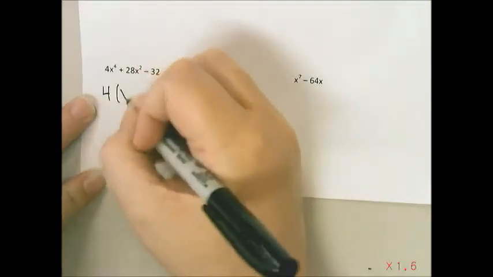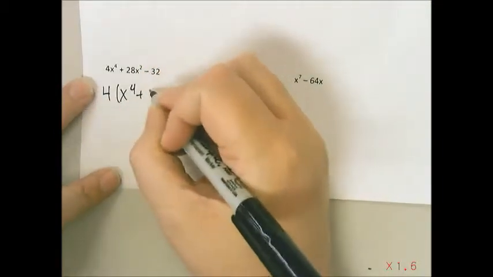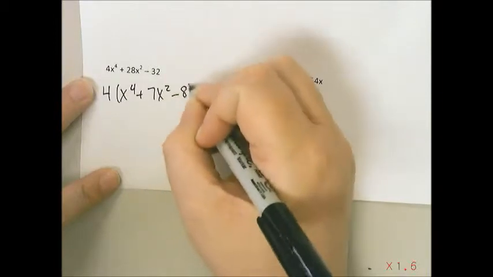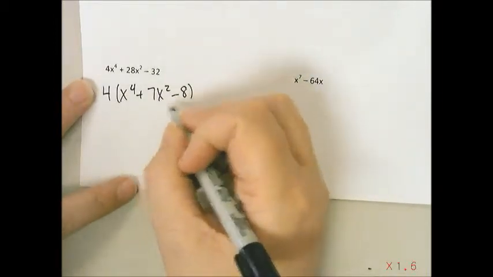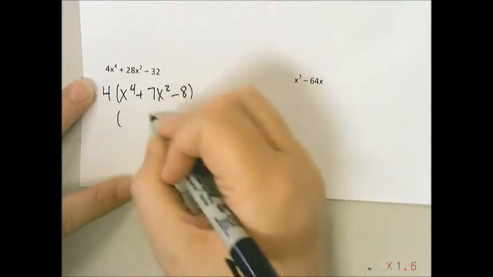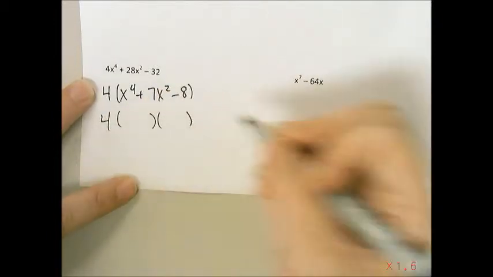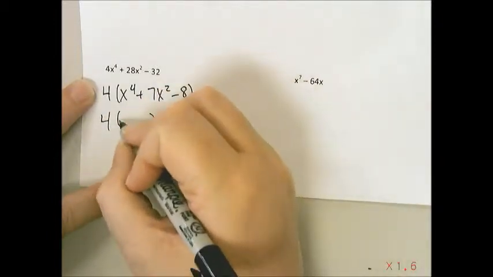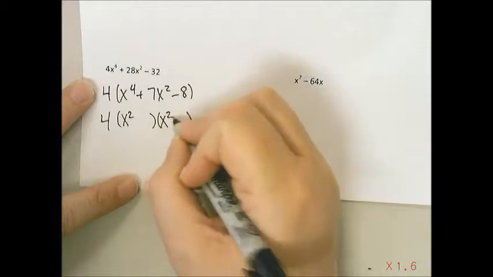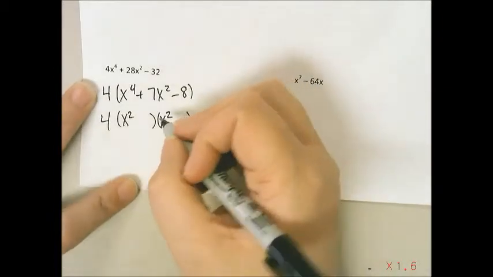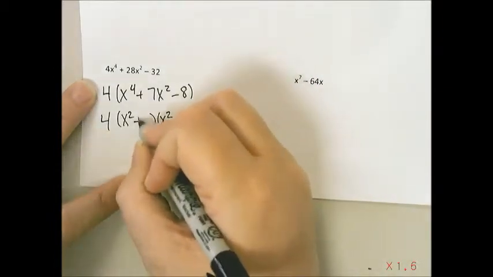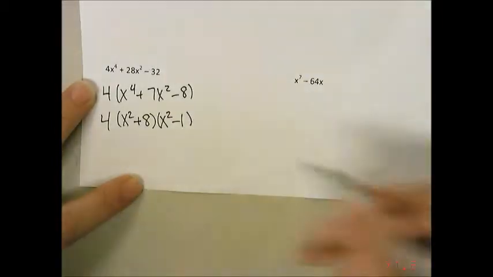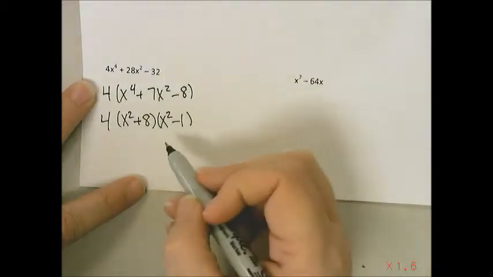And to finish these last two problems, so we're going to take out a 4, so this becomes x to the 4th plus 7x squared minus 8. And then what two numbers multiply to get to negative 8 that adds to positive 7? So this becomes x squared and then x squared. And then we have a plus 8 here and a minus 1 here. So that'll be what we'll factor out.